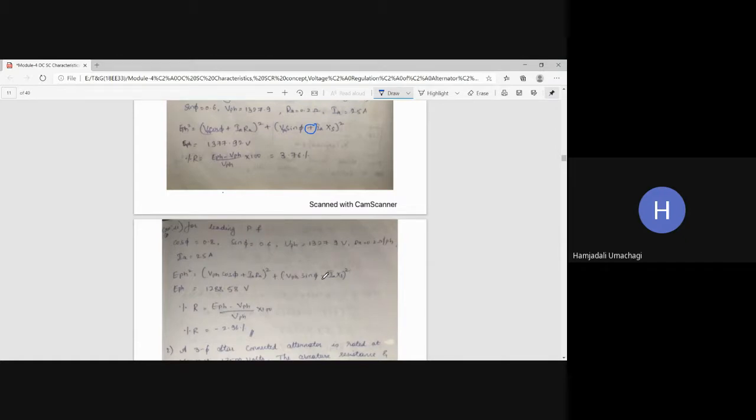So now in place of the plus sign in the previous case, you have to take minus sign. Hope you can notice here. Now take minus sign: minus IA into XS, whole square. And now once again you substitute all the values like in the previous case and tell me the answer for EPH, the no load induced EMF value.